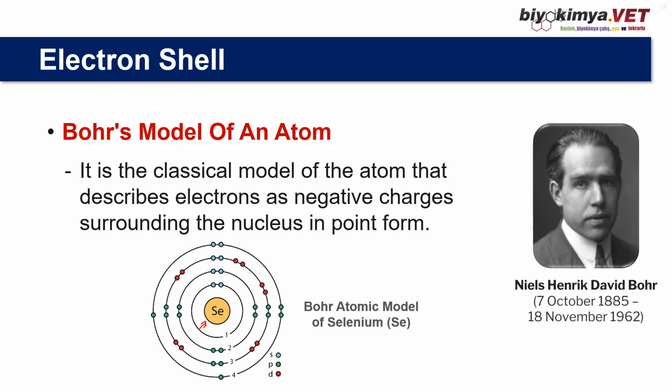In other words, it is the classical model of the atom that describes electrons as negative charge surrounding the nucleus in point form. And Niels Henrik David Bohr, a Danish physicist, made fundamental contributions to the understanding of atomic structure and quantum theory, for which he received the Nobel Prize in Physics in 1922. He is also a philosopher and supporter of scientific research.